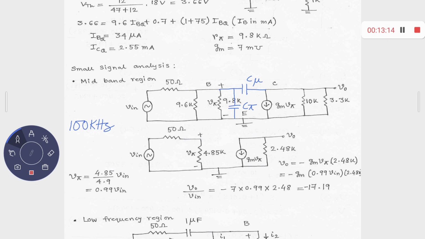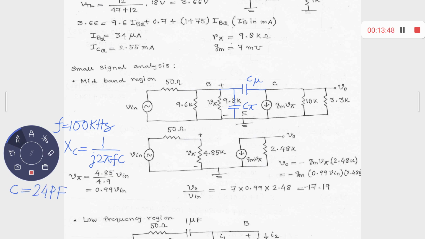Now this is your f value. And what is your X of C? That is, as you know, 1 upon j 2 pi f times C. Now if you just simply plug in those values, consider that C is equal to, say for example, what was the value? 24 pF. Yeah, so let it be 24 pF. So let's consider 24 picofarad.